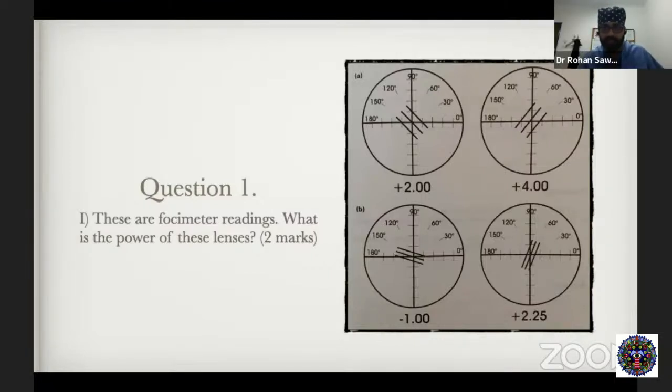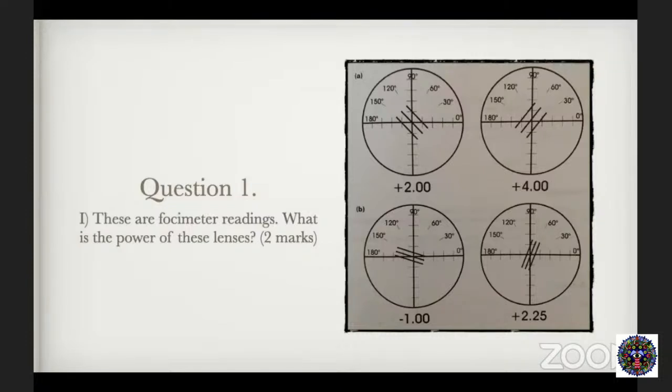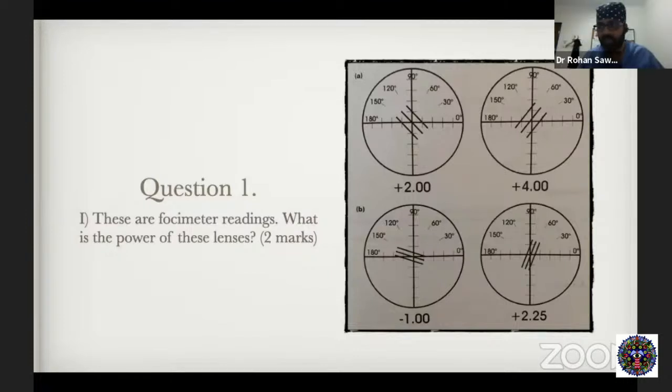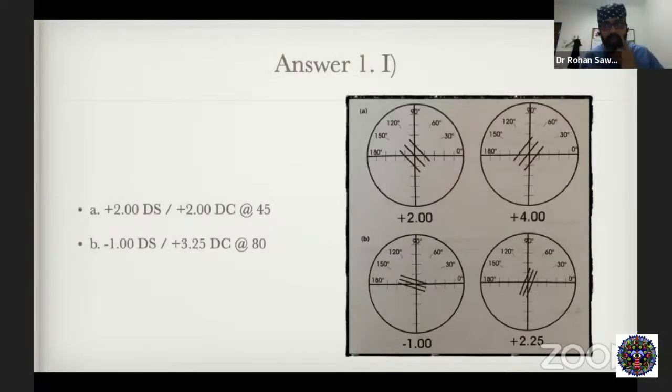So if you look at the first bit at the top, you can see that it could be written in 2 ways. The first way that one could write is a +2 diopter spherical with a +2 diopter cylinder. I put the angle as 45 degrees. Going to the other bit, the bottom bit, I'd write that as a -1 diopter spherical and a +3.25 diopter cylinder, approximately 75 or 80. Let's see what the answer is like. So this is the answer expected. 1 mark for each if you've got that correct.